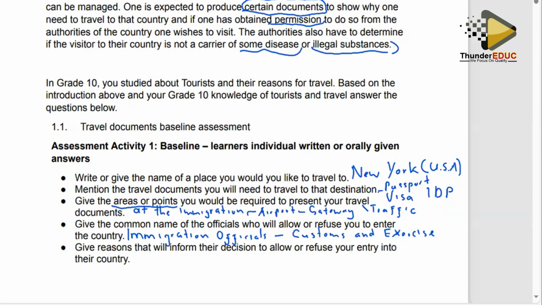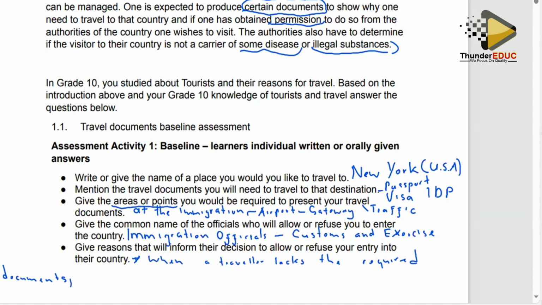Then the next question reads, give reasons that will inform their decision to allow or to refuse your entry into a country. They have the right to allow you or to refuse you entry into a country because of the following reasons. For example, when a traveler lacks the required documents, such as a passport and a visa, they may not allow you to enter the country which you need to visit.